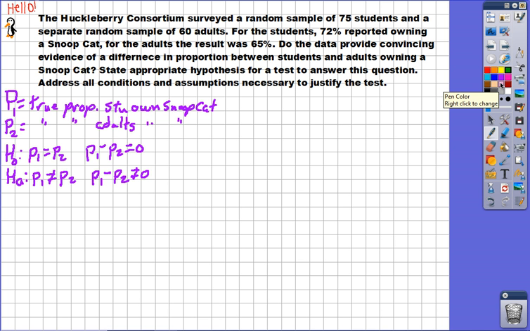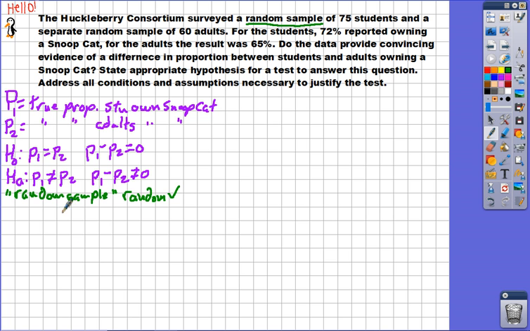So the next thing we want to do is check our conditions and assumptions. The first thing we always check for is randomness. And you'll notice right here we have a random sample. So I'm just going to put, quote, "random sample," end quote. And that's my reason that it is random.